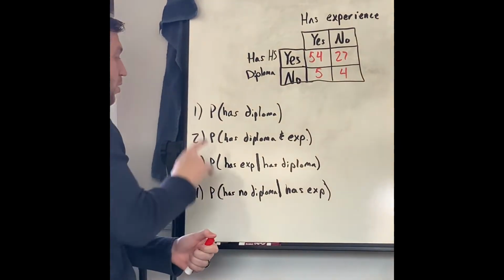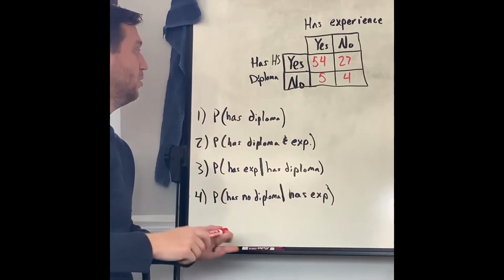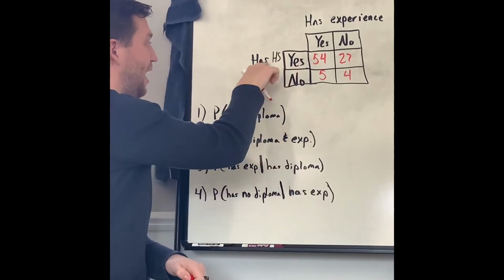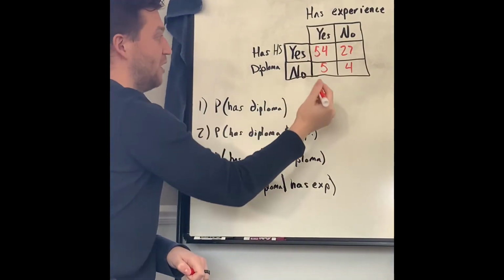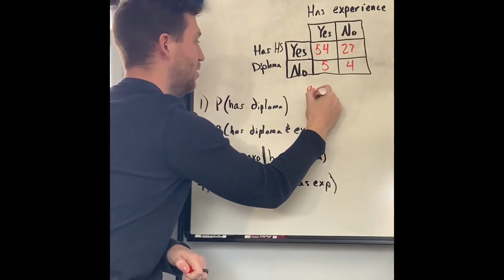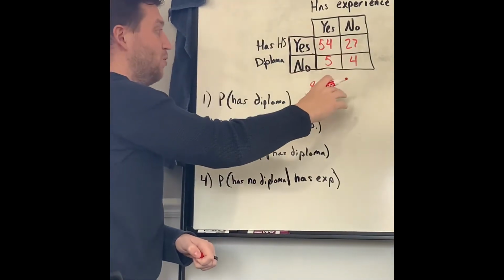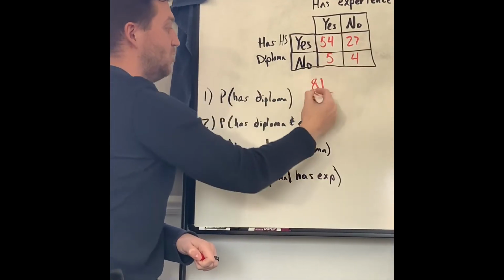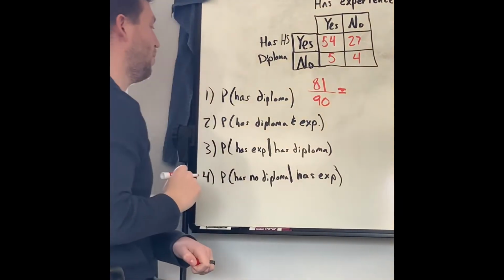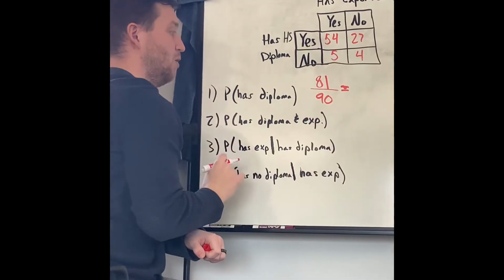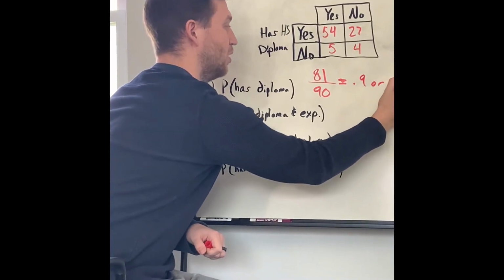All right, so let's look at example number 1. It says the probability that someone has a diploma, okay? So I look at my table, has a high school diploma is this row right here. So I'm gonna add those 2 numbers together. 54 and 27, I believe that gives us 81. And then out of what though? It's gotta be out of the total amount of people. So if we have 81 and we add 9 to it, that gives us 90. So the probability that somebody has a diploma would be 81 divided by 90, which gives us 0.9 or 90%.